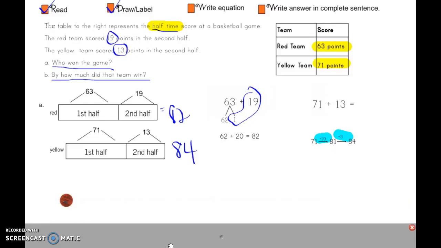Now I need to go ahead and write this problem, because I've now written the problem out and I've solved it. So next thing I need to do is to write it in a complete sentence. If you did not come up with the same answers, go ahead and pause your video and go back and solve it correctly. Then write the answer in a complete sentence. And when you return, we will read my complete sentence together.